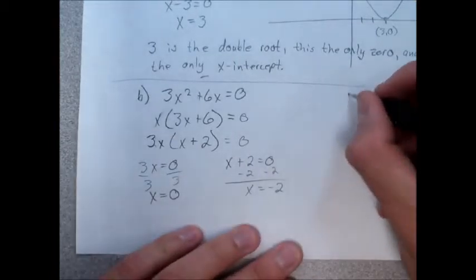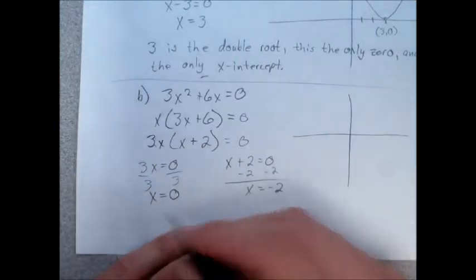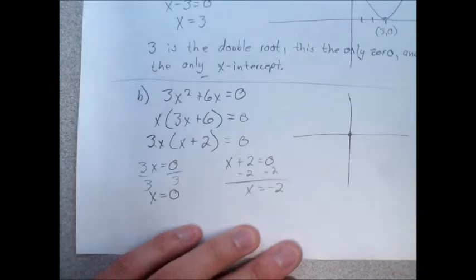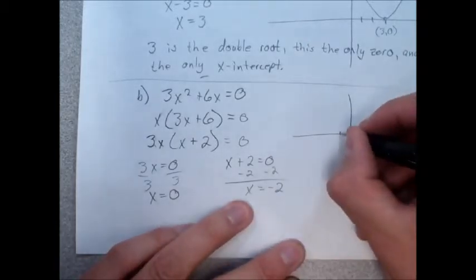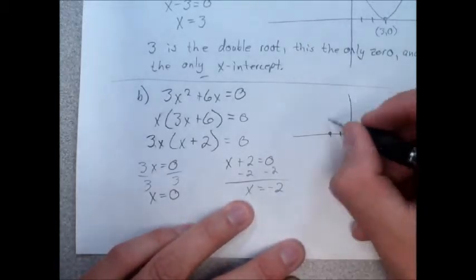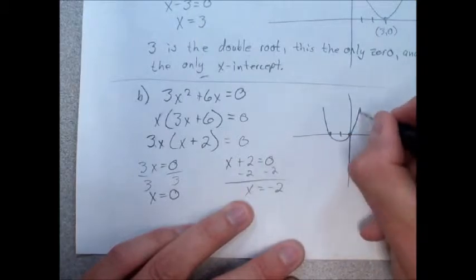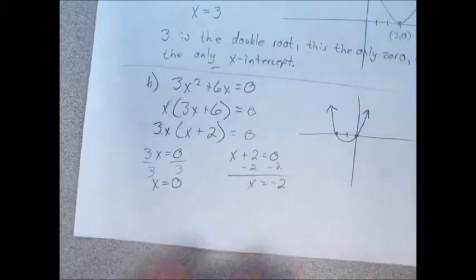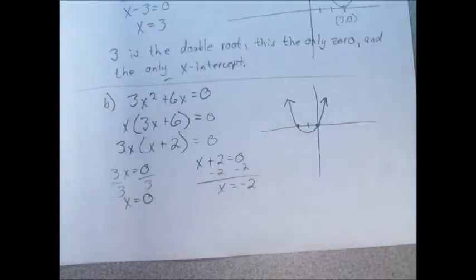So I can graph this. The first x-intercept is right here at 0, 0. The second x-intercept is at negative 2. And the vertex is going to be somewhere below the axis. And there we go. There's my graph, and I already explained the relationship between the intercepts and such. Any questions there? Okay.